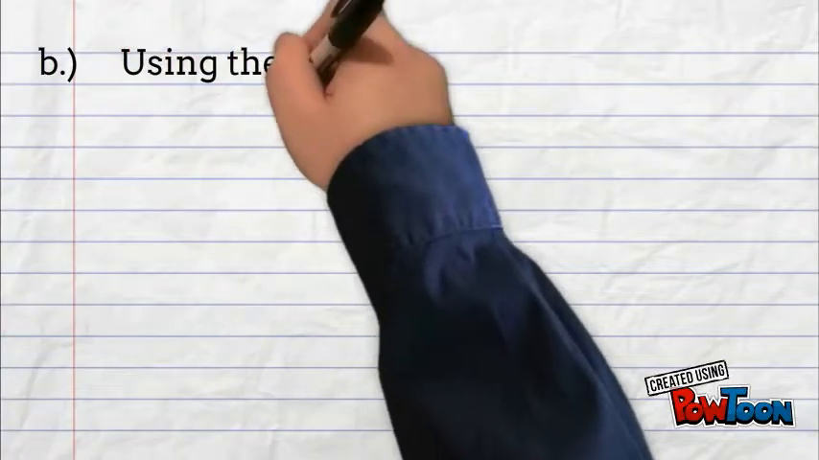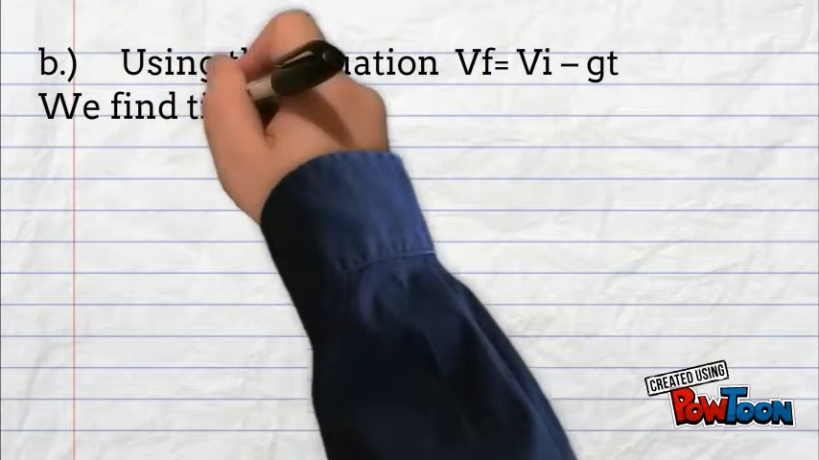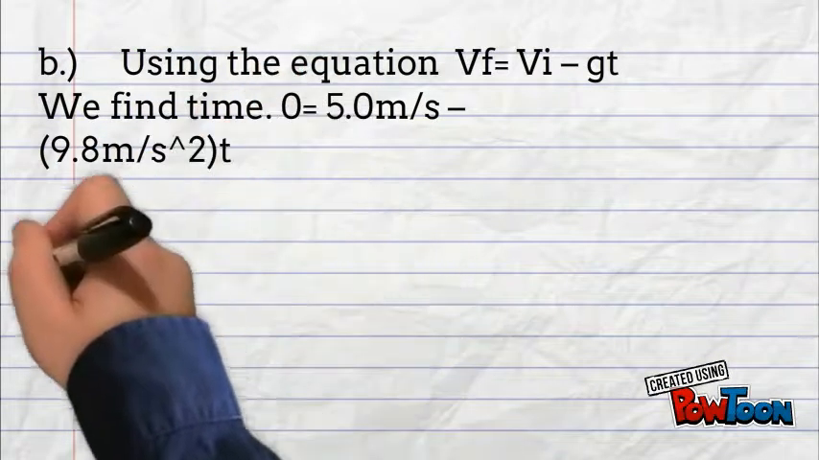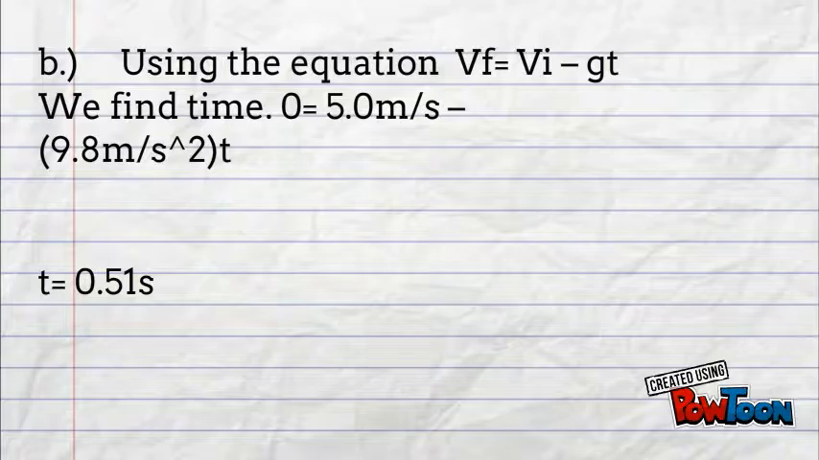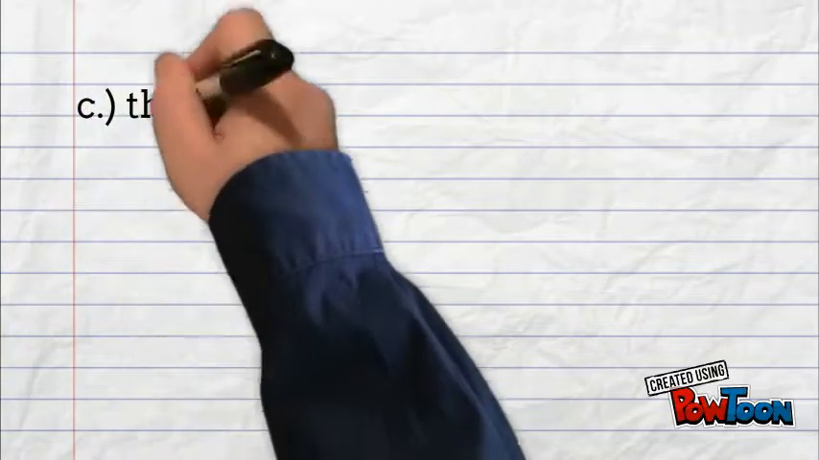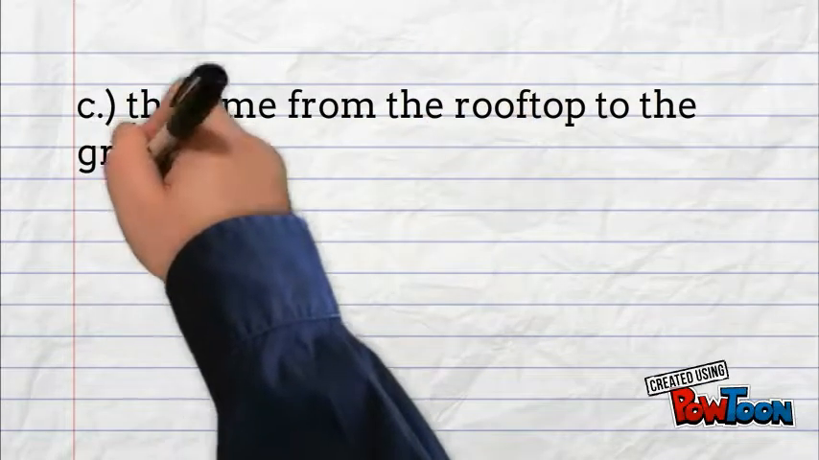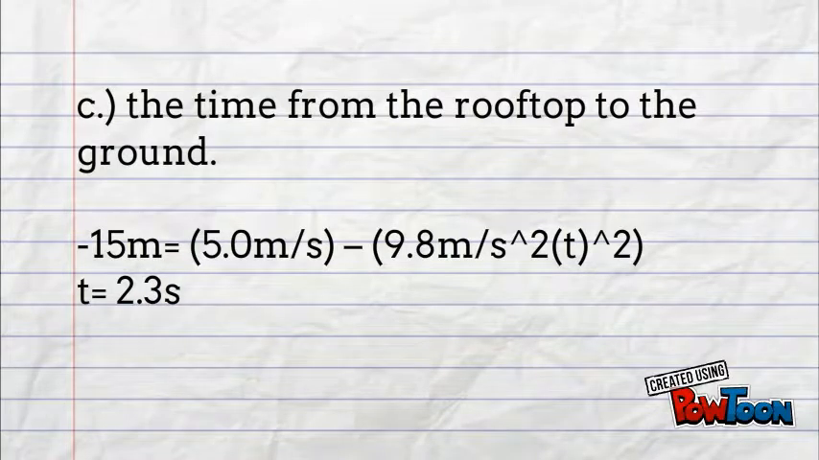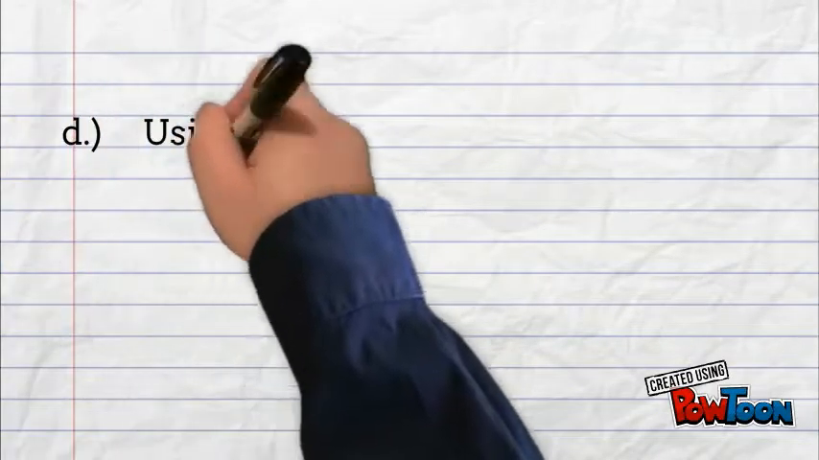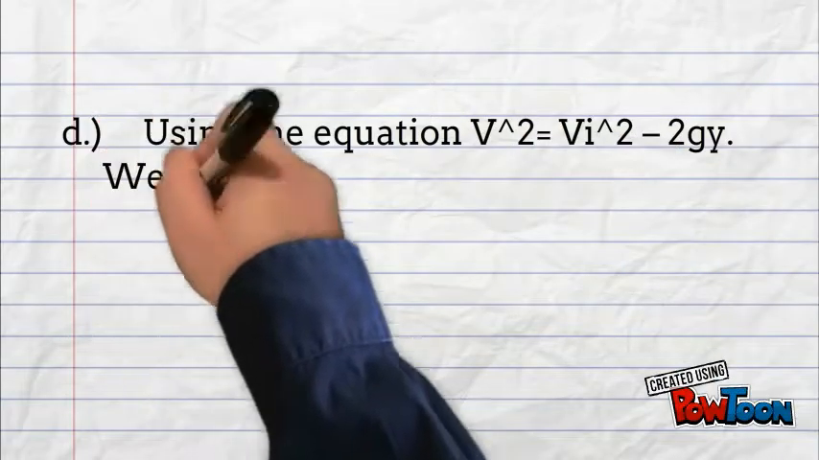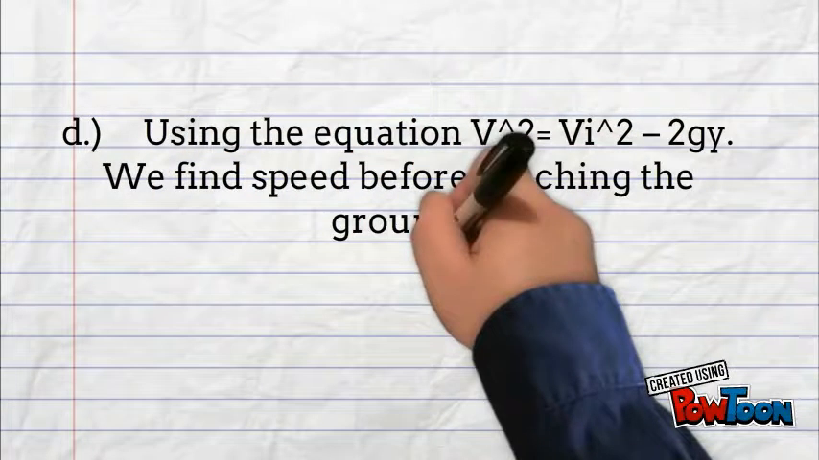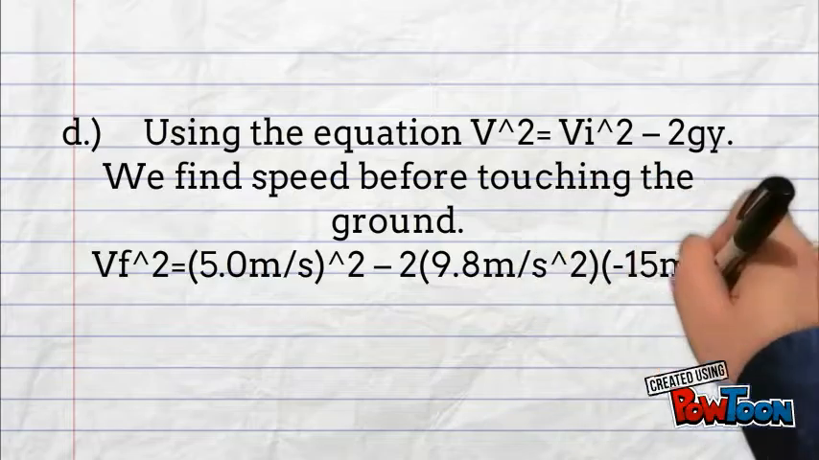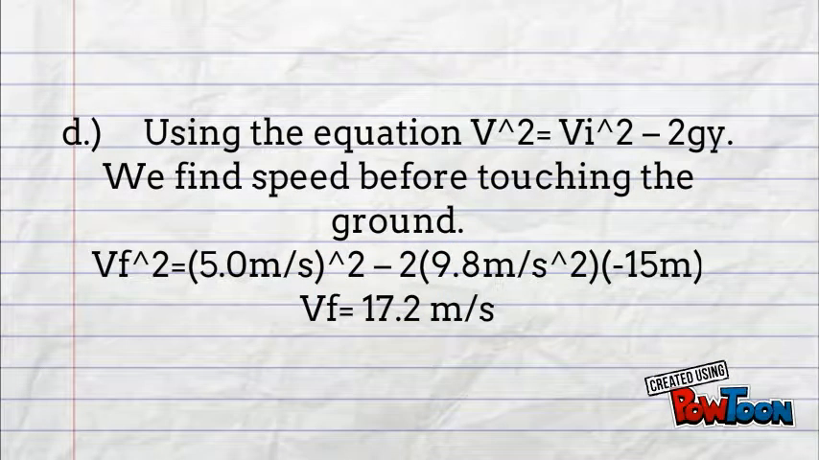Using the equation Vf is equal to Vi minus gt, we find time is equal to 0.51 seconds. To find the time from the rooftop to the ground, we use the second equation. We find that time is equal to 2.3 seconds. To find the velocity just before touching the ground, we use the third equation. We find that the final velocity is equal to 17.2 meters per second.